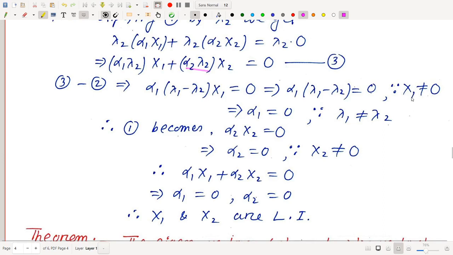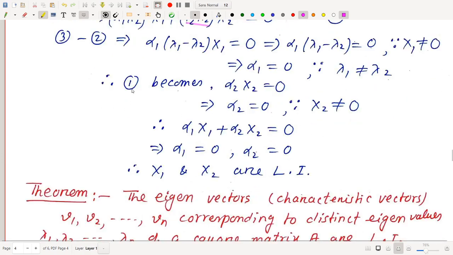That result we have used here. Capital X1 is a non-zero vector, so the coefficient scalar should be 0. Now lambda 1 is not equal to lambda 2 because they are distinct, therefore alpha 1 must be equal to 0. So therefore equation 1 becomes alpha 2 x2 equal to 0 vector. It was alpha 1 x1 plus alpha 2 x2, but alpha 1 x1 is 0, so alpha 2 x2 becomes 0 vector. And from this we can get alpha 2 equal to 0 because capital X2 is a non-zero vector.